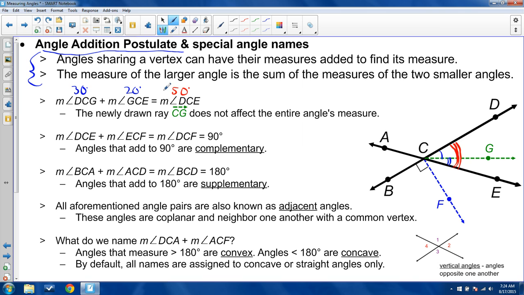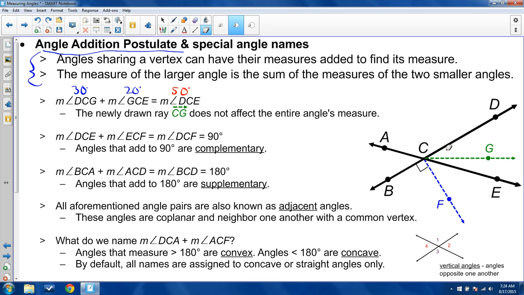You can add the measures of these 2 angles as long as that ray is drawn straight through and there's no other gap between them. I can add the 2 and I come up with the total measure of the original angle. So 30 plus 20 is 50. The newly drawn ray does not affect the entire angle's measure. Just because I drew that and broke it apart doesn't mean you can't add them back up again and get it back. So that's all that means for the angle addition postulate.